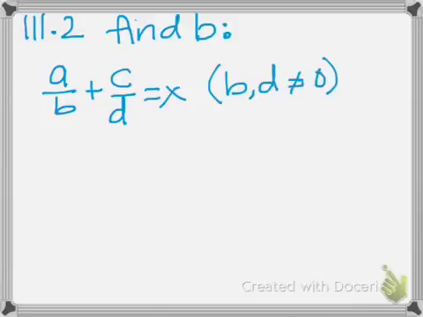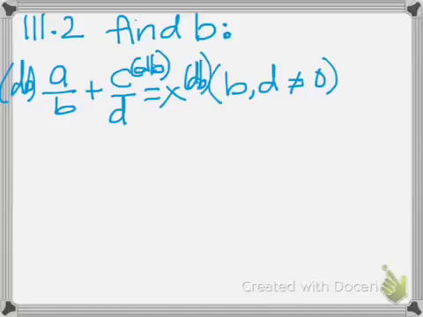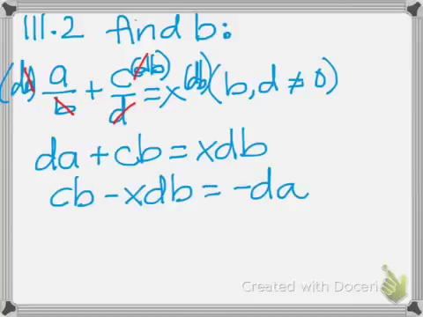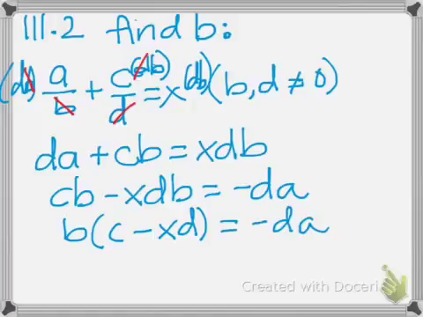Find b. So the first thing we need to do is get rid of the denominator. We'll multiply everything by db. Then we'll cancel. So d times a, we'll cancel those d's. So we get c times b equals x times d times b. Now we're solving for b, so we have to get the b's together. So we'll do cb minus xdb, and then we can subtract da from the other side. And then we'll need to pull that b out. So we have b on the outside, and then c minus xd on the inside, equals negative da.